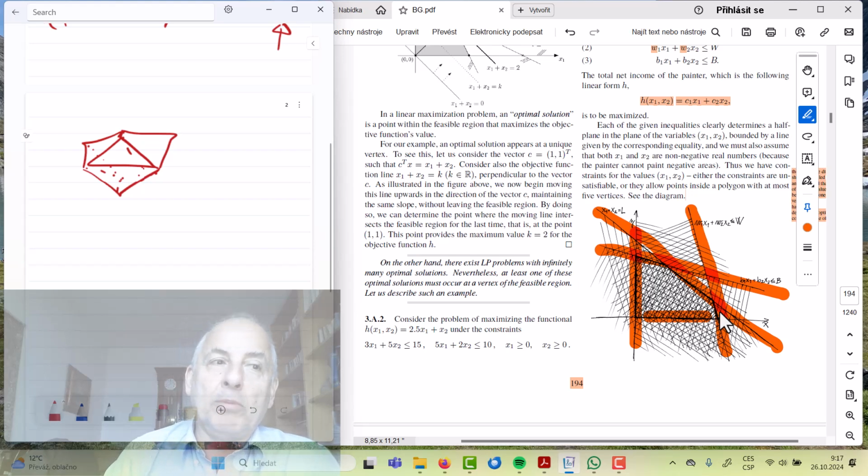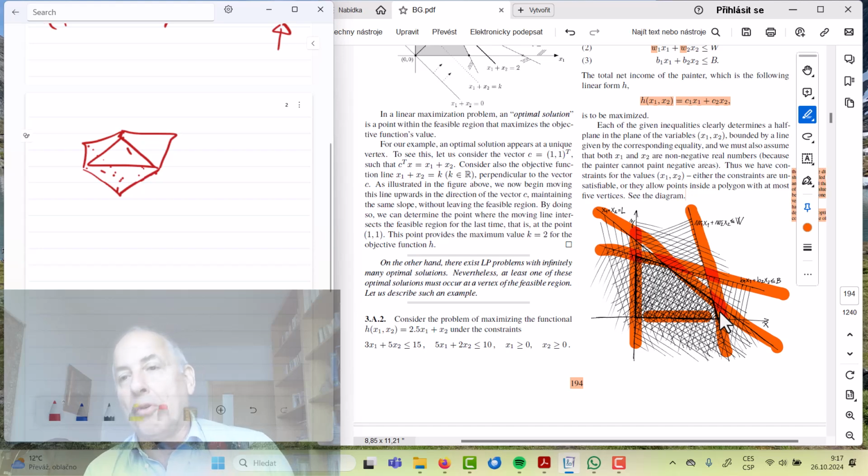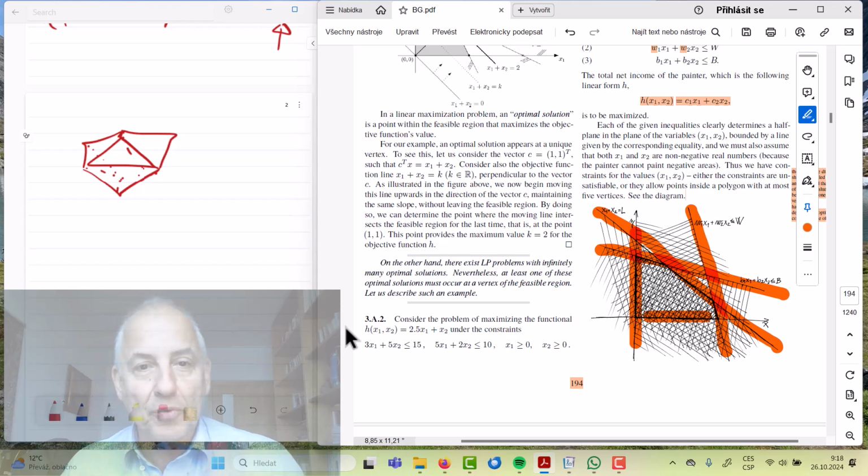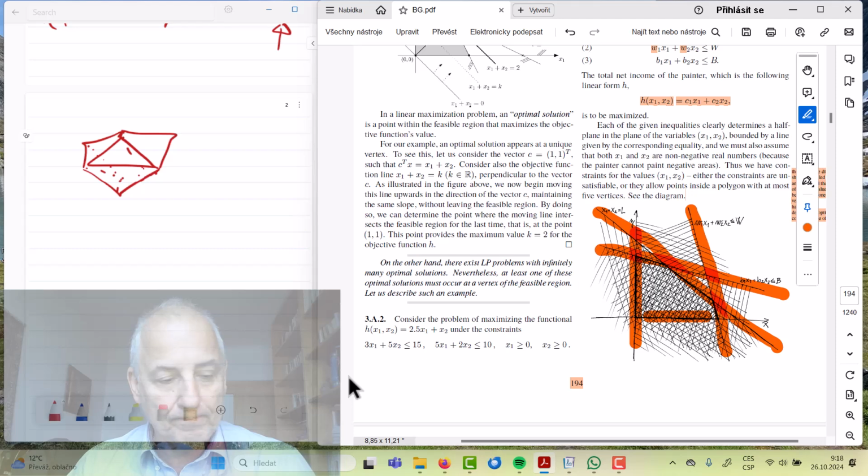But now the problem is how to recognize that each such problem should have a solution, or nearly each such problem should have a solution, and how to find an algorithm, how to find it fast. And that's the topic of the lecture this week, right? So let's have a look how it works.